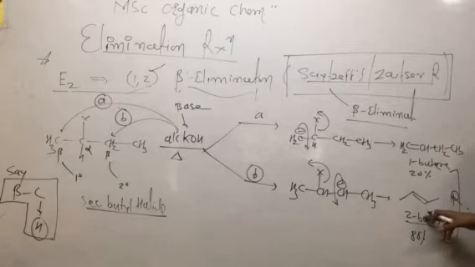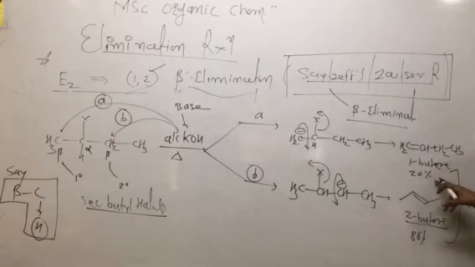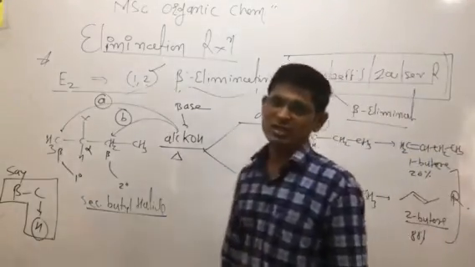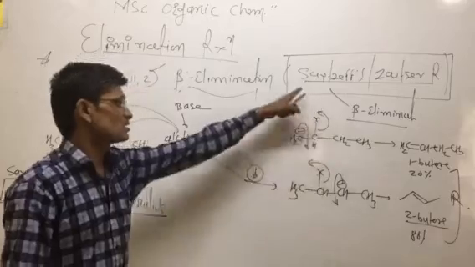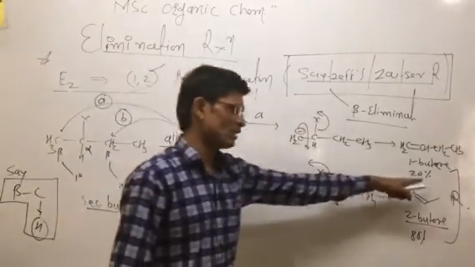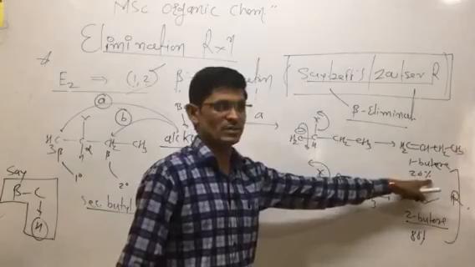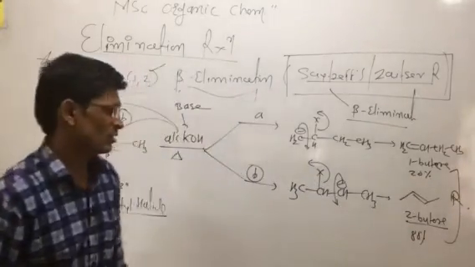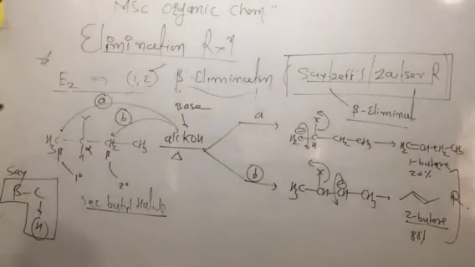This is called the position isomer. This will be 1-butene, this will be 2-butene. This 1-butene is the minor and 2-butene is the major. So these types of reaction are called beta elimination reactions, and this is known as Saytzeff elimination reaction. The product obtained, as we call it in stereochemistry, is called the regioselective product.